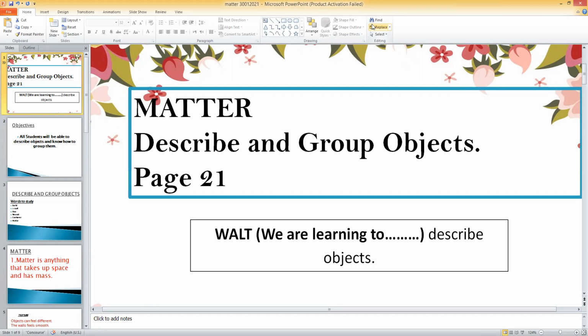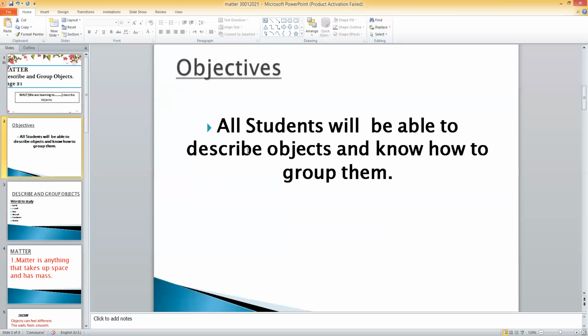So today, let's go into the topic. We want to describe and group objects. How do we describe objects and how do we group them? We are learning to describe objects. Our objective for this topic is: all students will be able to describe objects and know how to group them.